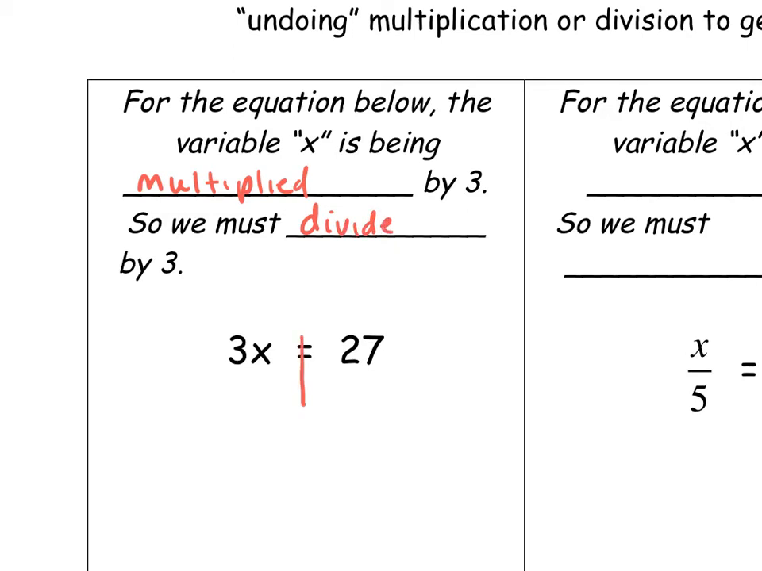So we're going to build our wall. We're going to divide by 3 on both sides. And then that allows us to get a coefficient of 1. So we have 1x, which is x. That's our goal, is to isolate the variable. And 27 divided by 3 is 9.